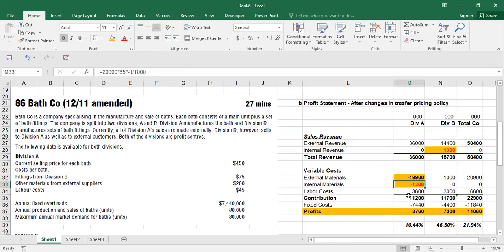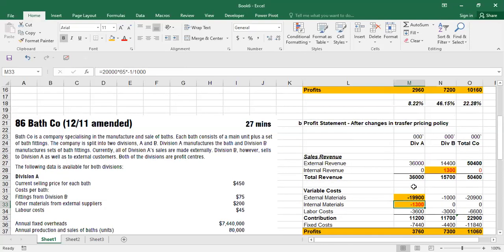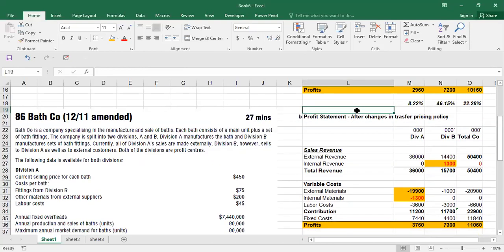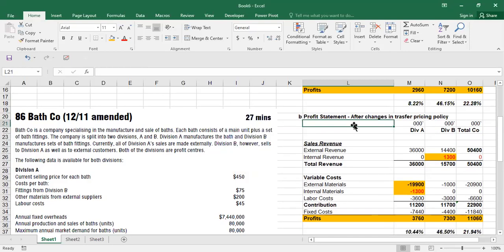And now if you see, what was the profit before and what is the profit now? Let me just delete one line to make it clear what is happening. After applying this policy, this division's profit has increased. This divisional profit has increased. But if you see overall, the group profit has gone down. The group profit overall has gone down.